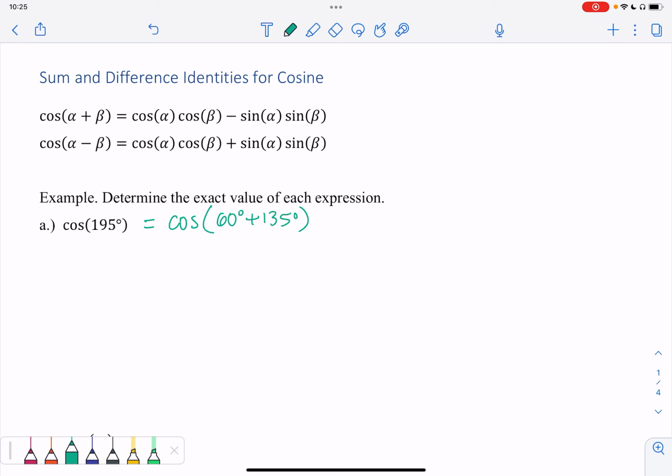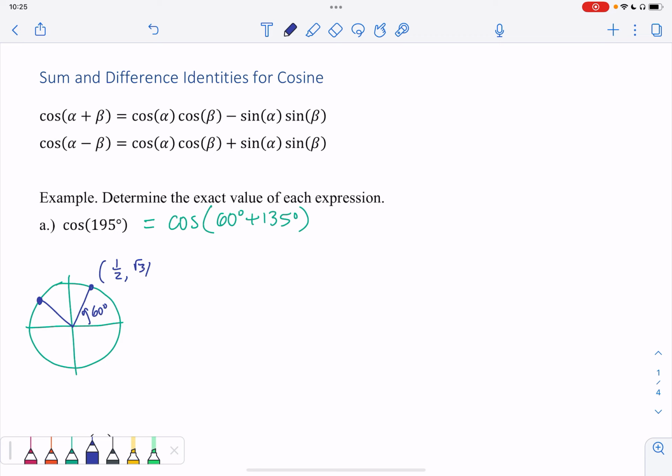So why don't I draw that over here? 60 degrees I can think of as, let's see, right there, and 135 is just 45 more than 90 degrees, so it's on that main diagonal right there. So this is 60 degrees, and the point here is 1/2, root 3 over 2. At 135 degrees, I am at negative root 2 over 2, comma root 2 over 2.